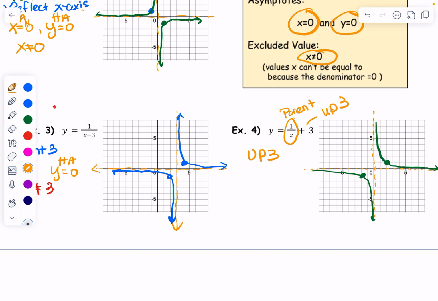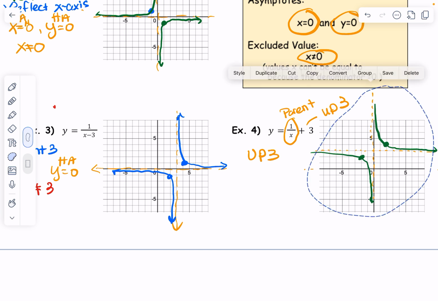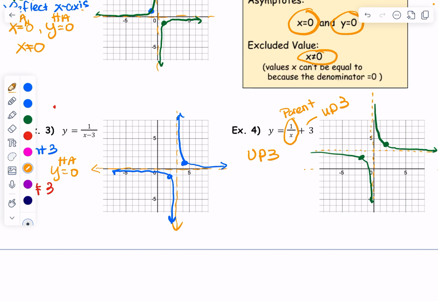So if I took this graph and I just went up 3, 1, 2, 3, you can see that I'm not changing my vertical asymptote at all. I'm still at x can't be equal to 0. That's still my excluded value, because the only thing in the denominator is x. But when I say plus 3, now my horizontal asymptote isn't at 0 anymore because it moved up. So now it's at y equals 3.